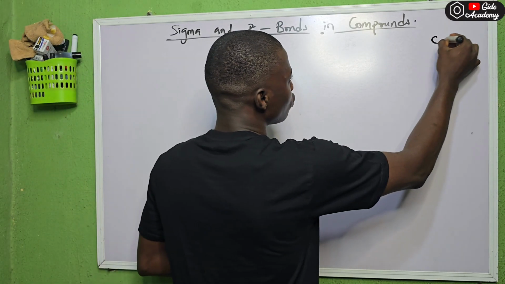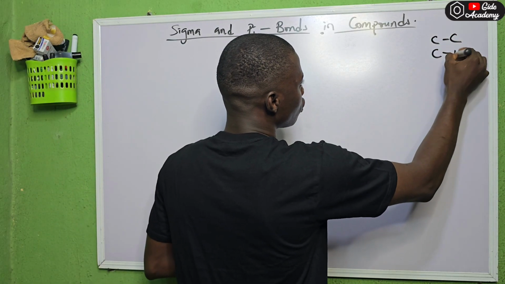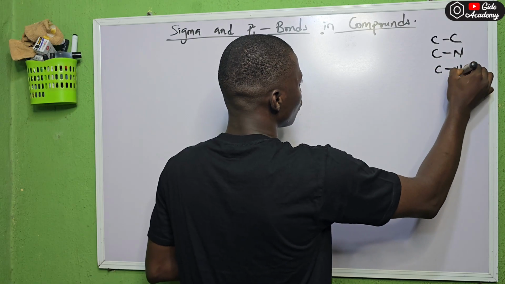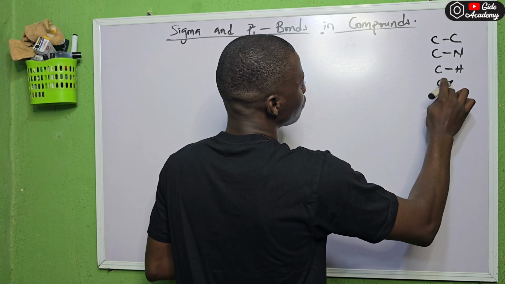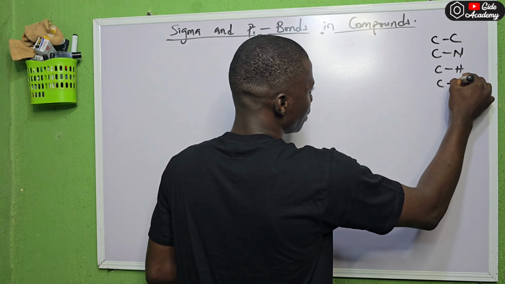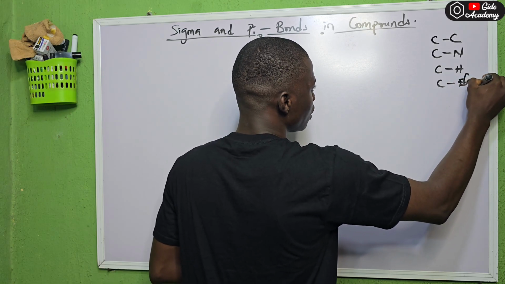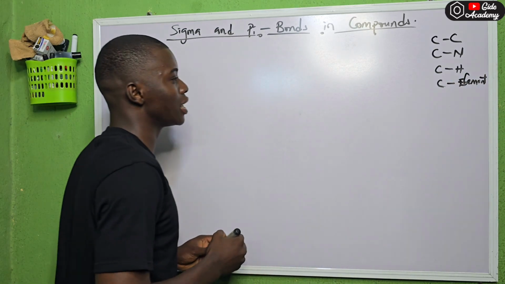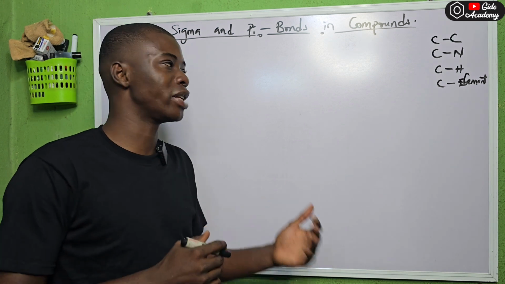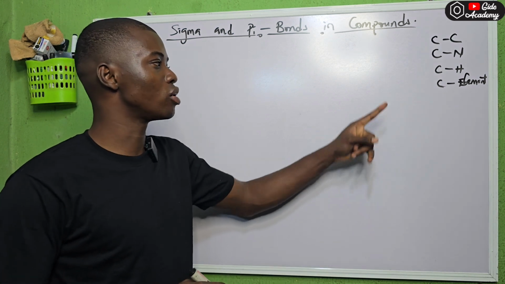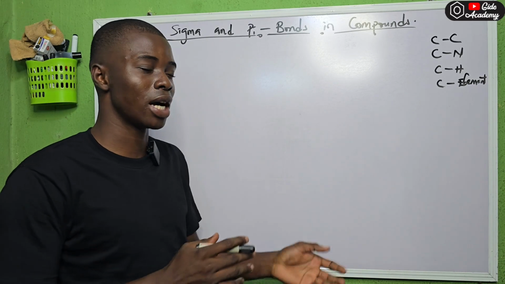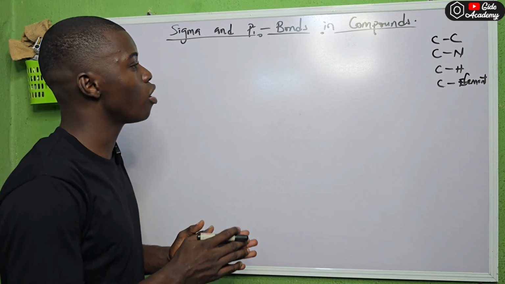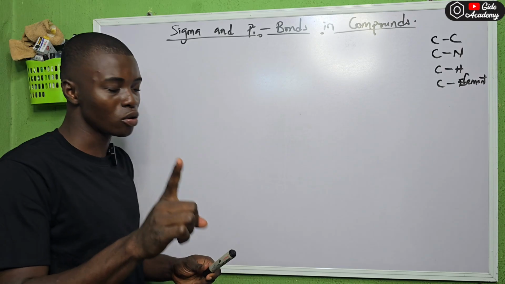We have carbon to carbon, carbon to nitrogen, carbon to hydrogen, carbon to any other element at all. Let me just use it to make this simpler. They can ask you what kind of bond is present between carbon to carbon, carbon to nitrogen, carbon to hydrogen, carbon to sulfur, or carbon to oxygen. But for us to be able to determine that, there are two things I want you to take note of.